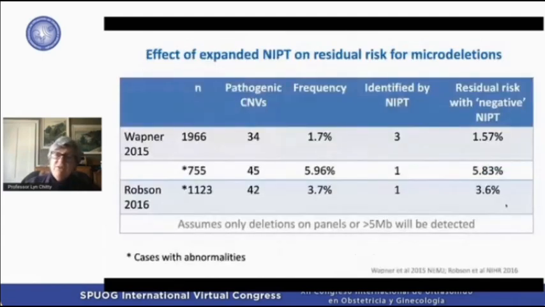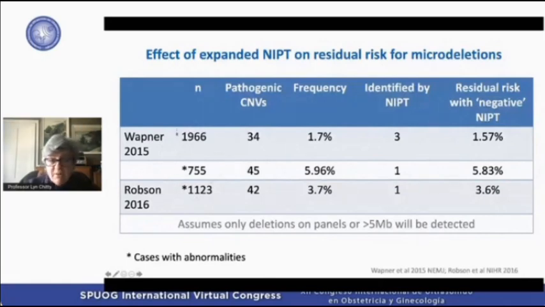And so if you were to offer your patients expanded NIPT for microdeletions, what would their risk be if they had a negative result? Well, these two studies here, the Wapner study and the Robson study from the UK, looked at microarray abnormalities.